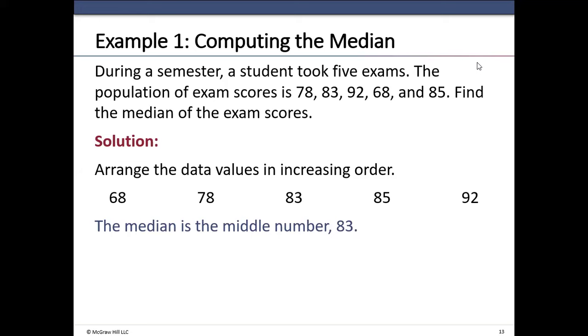Notice the median is the 50th percentile. What does it mean? Notice 50% of the data are below the median, that is 68 and 78, and 50% of the numbers are above the median, which are 85 and 92. Hence, the median is the 50th percentile. It is the point where the data set is exactly divided into two equal parts. A set of numbers is higher than the median, another set of numbers is lower than the median.